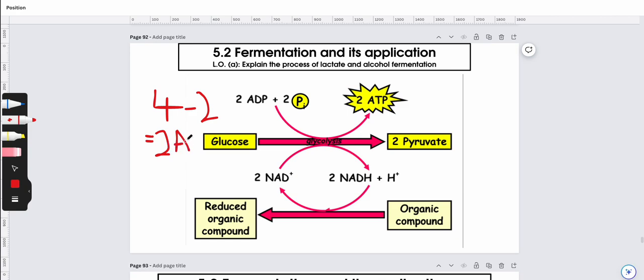Also in glycolysis, we actually produce 2 NADH. That's why they put it here, 2 NADH plus H plus. It is completely okay if you just say produce 2 NADH, but if you want to say the full one, 2 NADH plus H plus, that is fine too. So this is how glycolysis works. Everyone knows about this, hopefully. I believe in you guys.